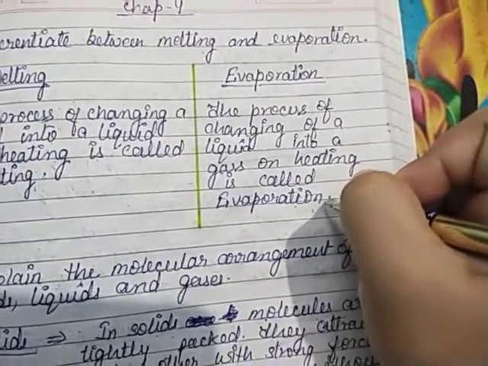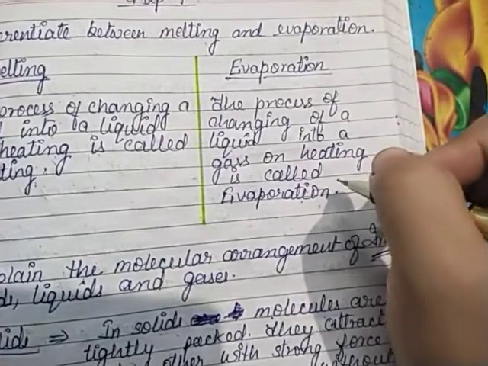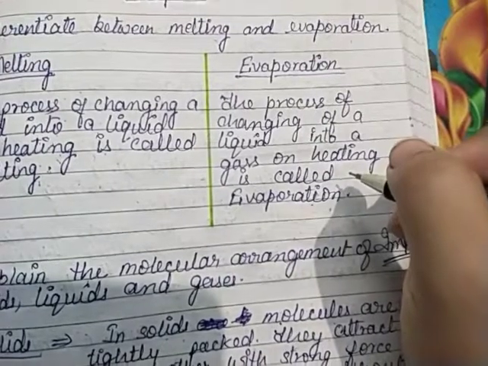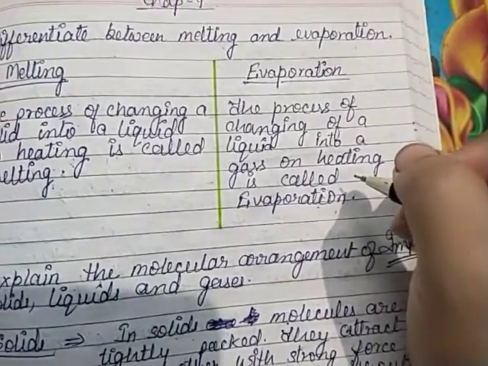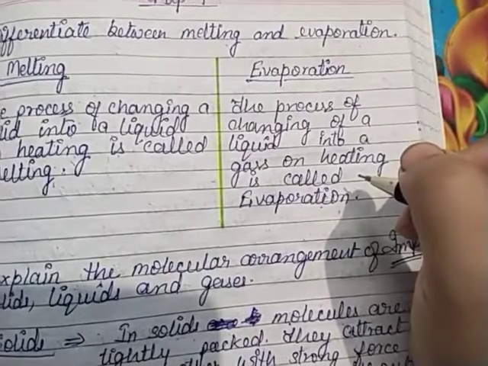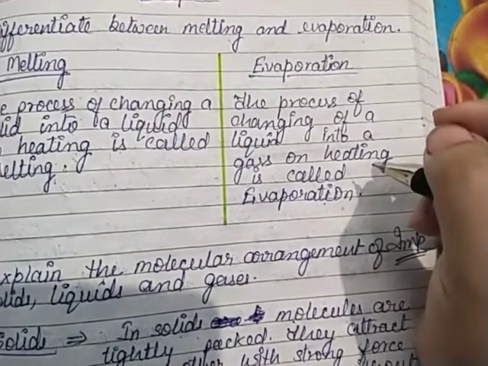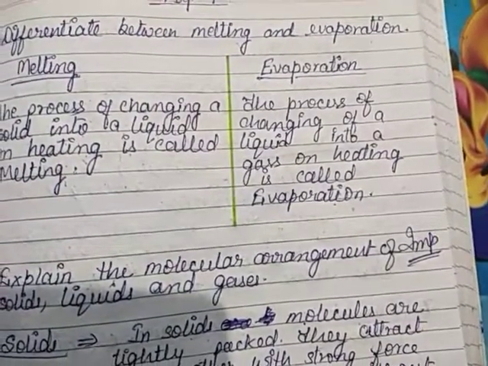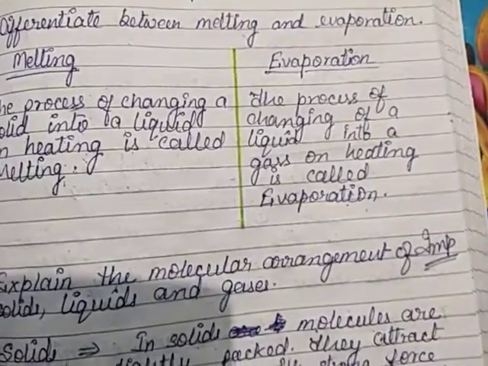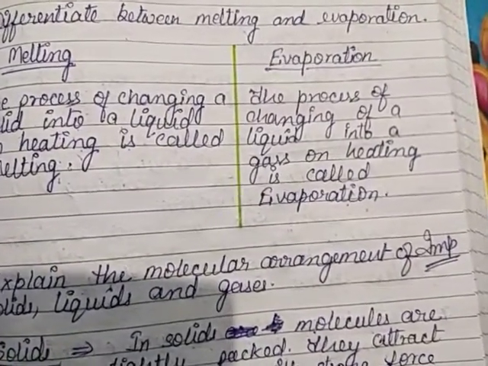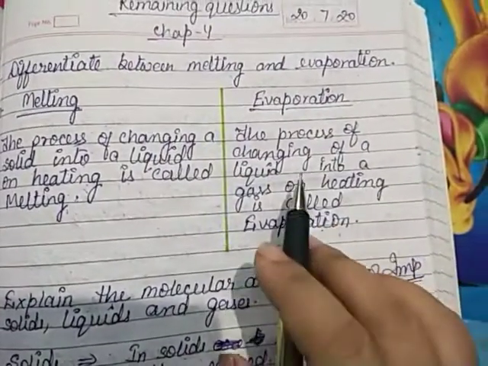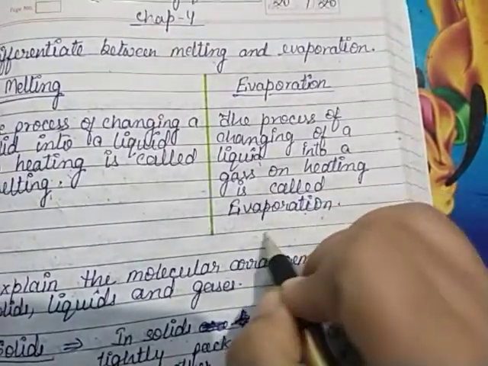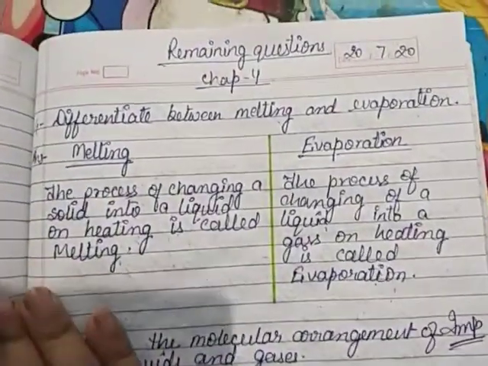For example, when you want to boil water, you keep water inside a pan on a gas flame, and after 5 minutes you can see that as the temperature of the water increases, there are bubbles in the water and you can feel the vapors leaving the liquid surface. That is evaporation. Evaporation is the process of changing a liquid into a gas on heating. So children, I want to tell you one thing.